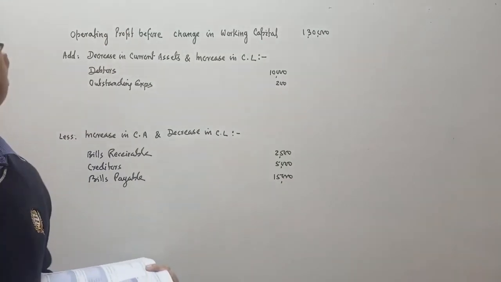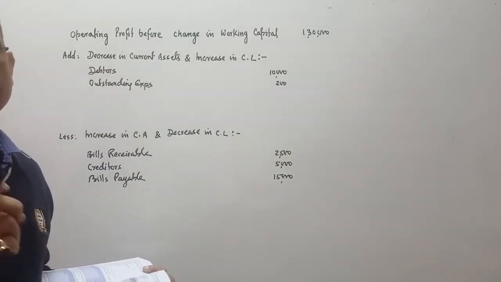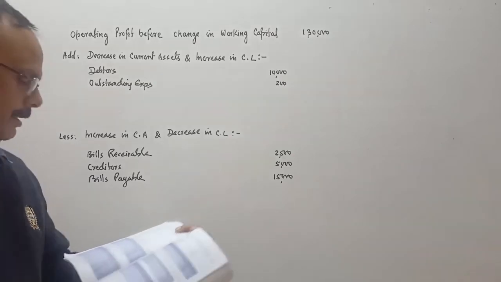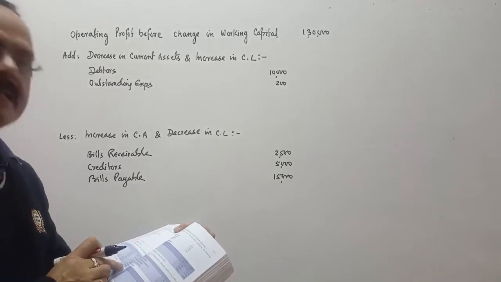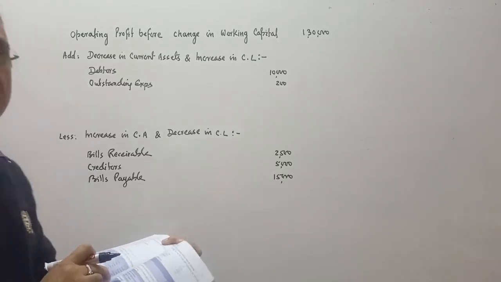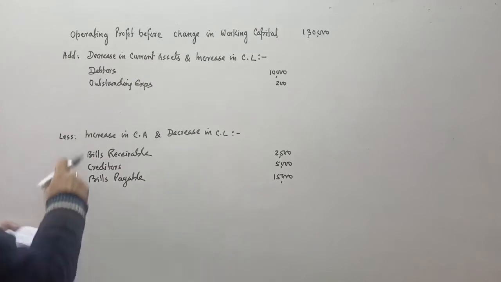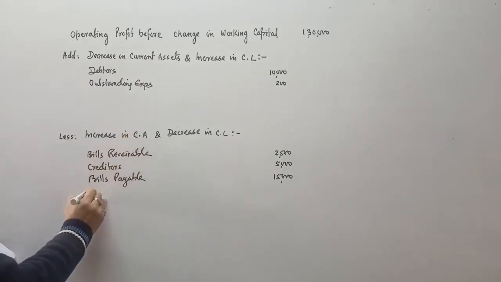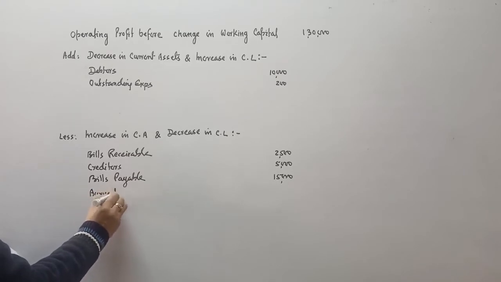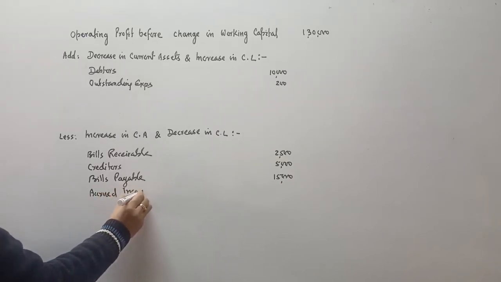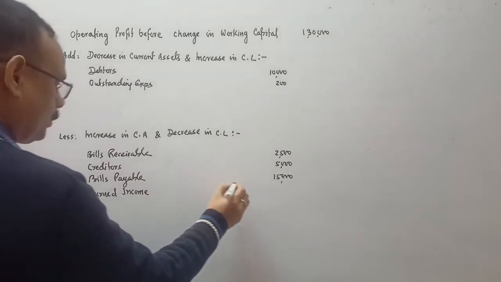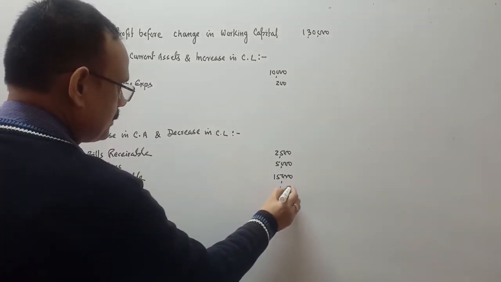Now accrued income. Accrued income is the current asset. Last year it was 6,000 and now in 2018 it is 7,000. So it is increased by 1,000. So increase in current assets, we will write it over here. Accrued income increased by 1,000.